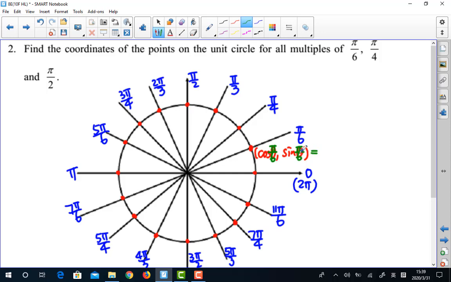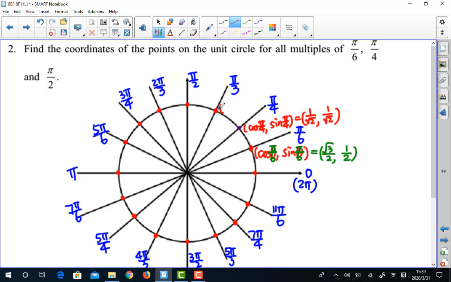Based on section 1, we have already derived what cosine pi over 6 is, and what sine pi over 6 is. So cosine pi over 6 is root 3 over 2. Sine pi over 6 is 1 over 2. We can use the same method to find the coordinates of this point. On the terminal arm of pi over 4, we should have the coordinates cosine pi over 4, sine pi over 4. Let's look at section 1. Cosine pi over 4 is 1 over root 2. Sine pi over 4 is 1 over root 2 as well.